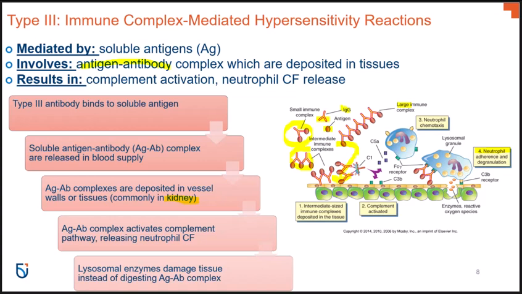Now, to give you a clinical example of a type 3 hypersensitivity, you may have heard of celiac disease, which is a gluten hypersensitivity. And so following ingestion of the gluten, it can form those immune complexes that deposit into tissue, and the lining of the digestive tract can be destroyed.